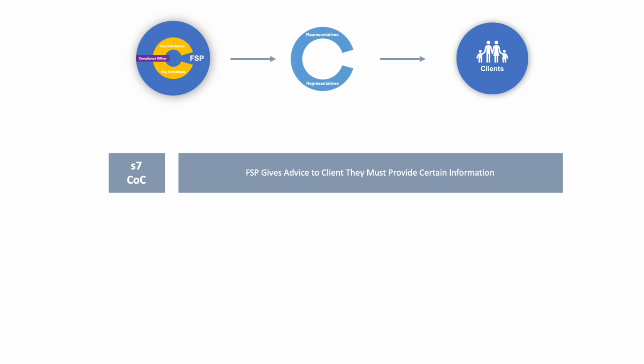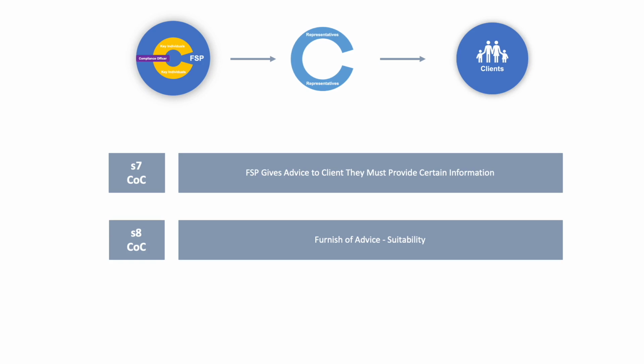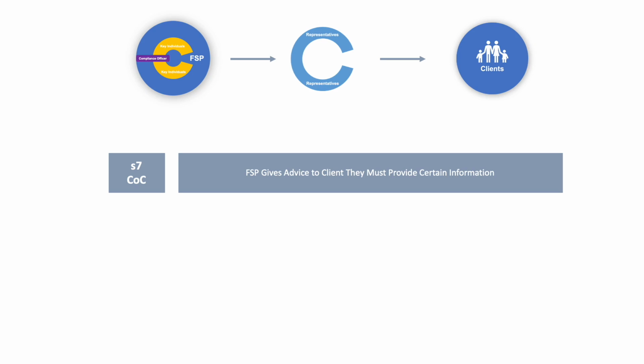We have illustrated the FSP, the representative, and the client. Here we discuss the process of giving advice that should be followed by a representative. We will be looking at Section 7 and Section 8 of the Code of Conduct. First, let's look at Section 7 of the Code of Conduct, which covers information that must be provided to the client when providing and/or giving advice.